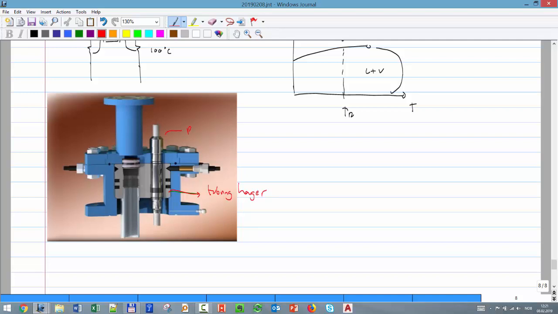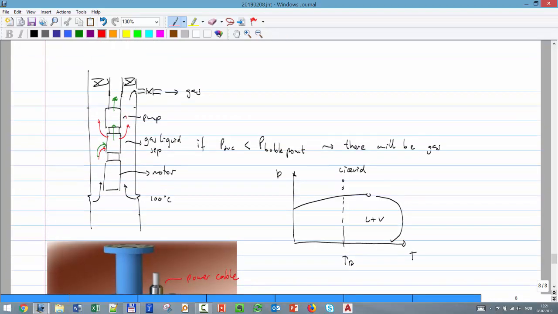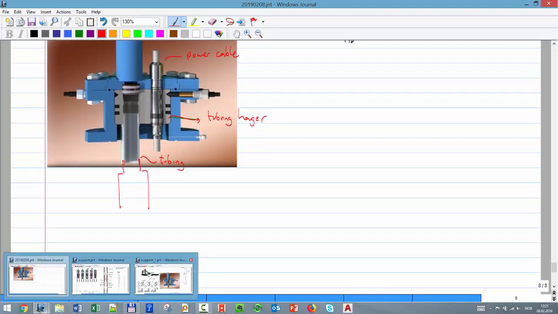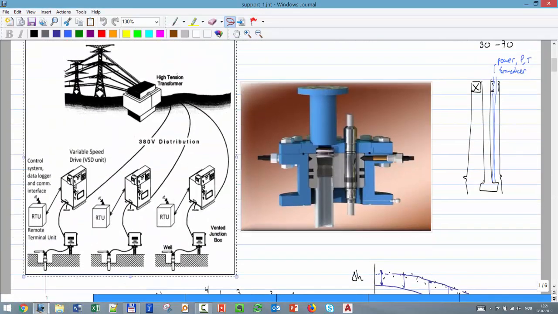That's the power cable, which can be very thick, and that's the tubing here. And that goes maybe 1,000, 2,000 meters down, all the way to where the pump is. Remember, the pump is screwed onto this pipe. Here you screwed, and then you have the pump screwed to that pipe. And another interesting thing is the power system.